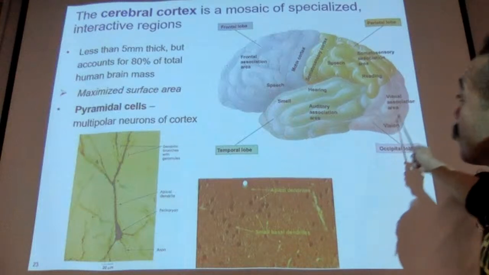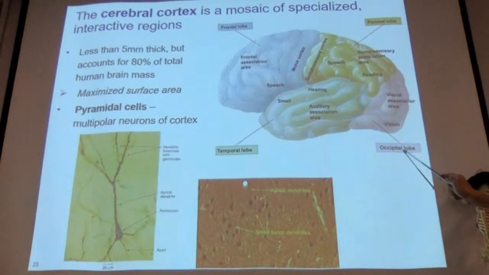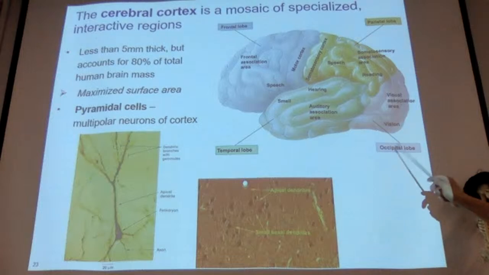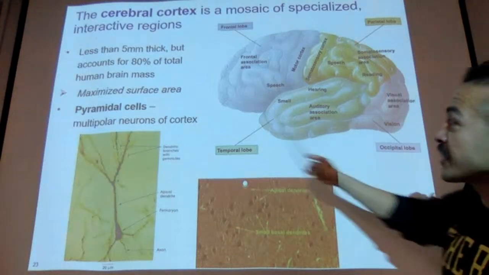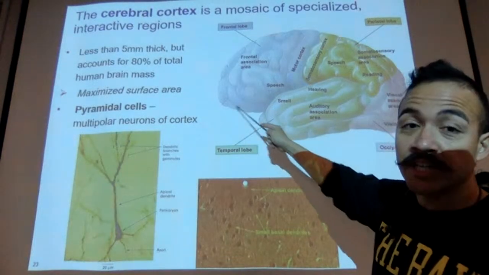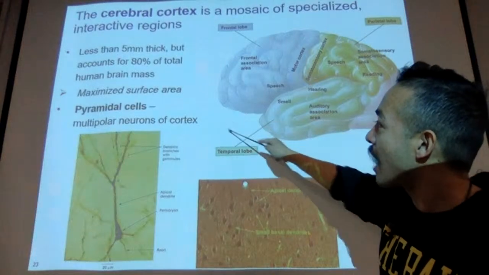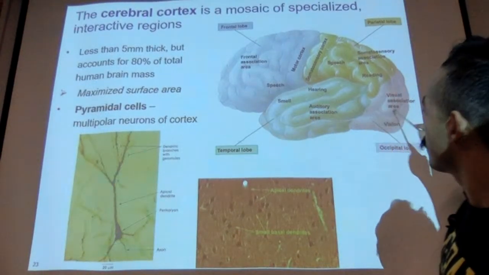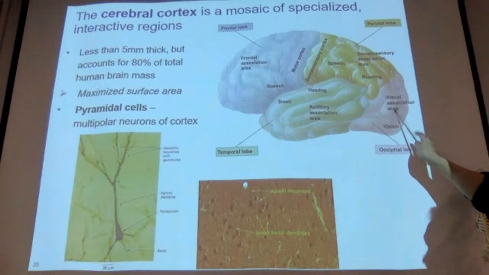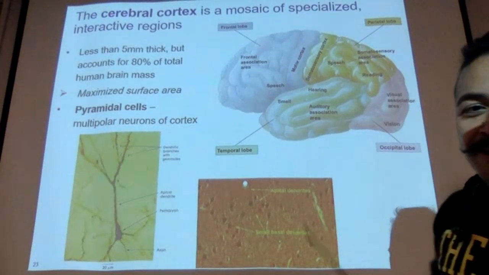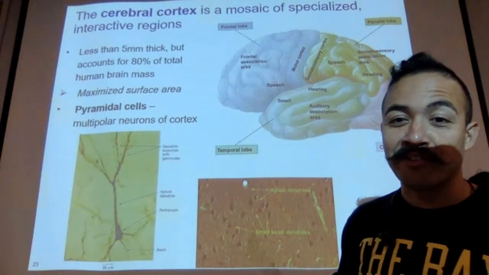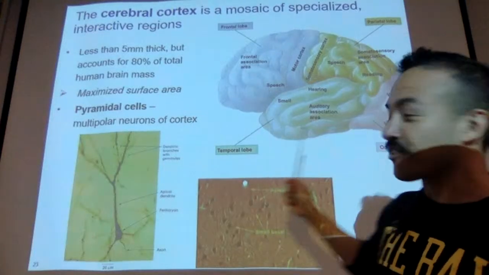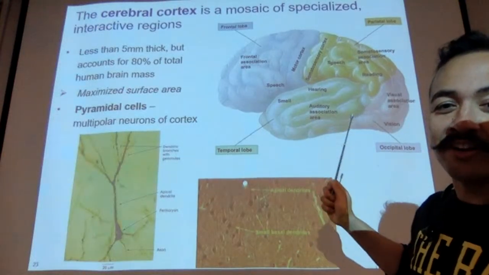In the back, the very back, that's your occipital lobe. The occipital lobe is for vision. I know your eyes are up here, but we're going to go over the nervous pathway of your eyes. Your neurons extend and go to the back of the head. So vision is over here. Don't do this. If you hit the back of your head hard enough, you'll start to see spots or whatever. You're messing with the neurons over here.